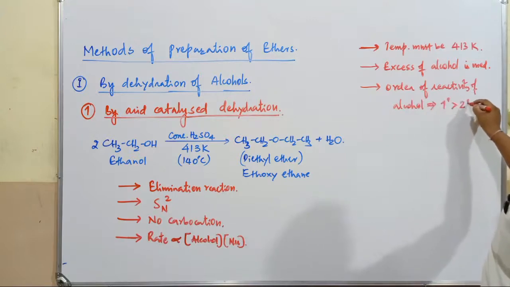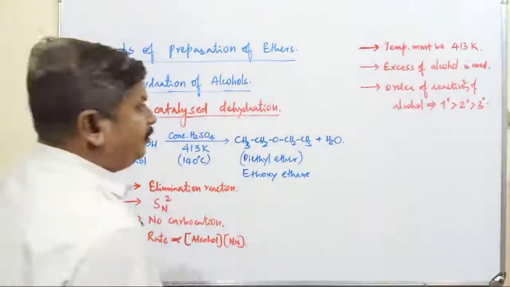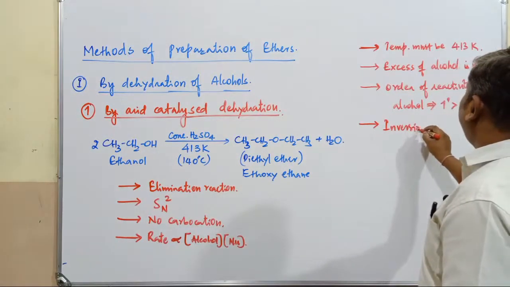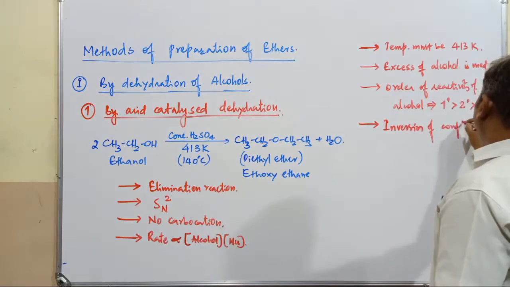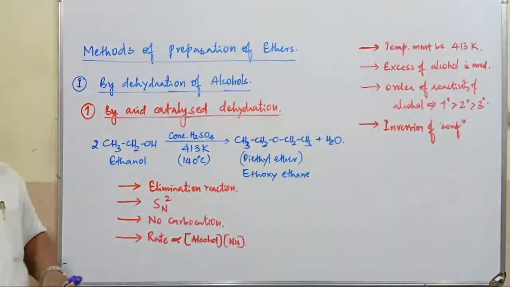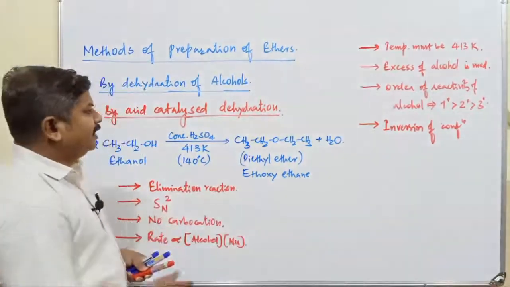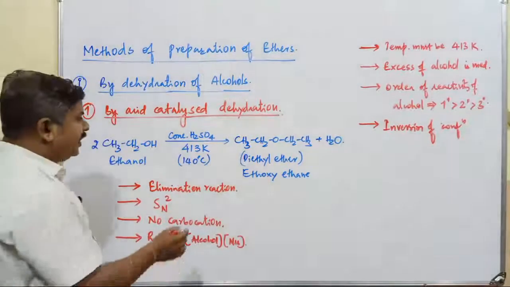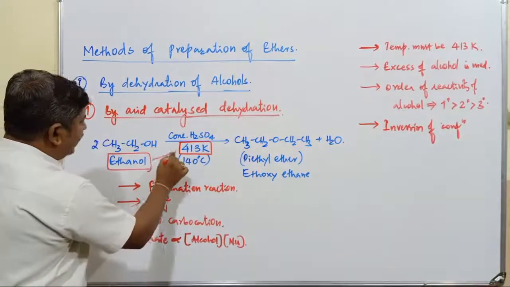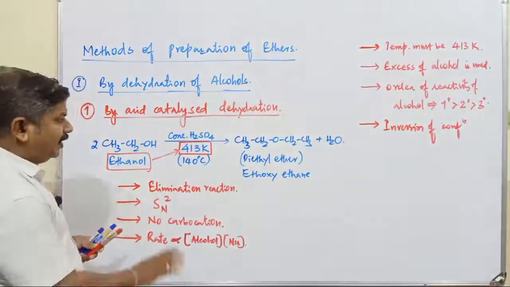Primary is more active than secondary, secondary is more active than tertiary. Just remember this, and as SN2 is going to be there, it follows inversion of configuration. Inversion of configuration, because it is SN2. The nucleophile attacks from the back side, and formation of the particular ether takes place. Remember, the temperature we have mentioned here, 413 Kelvin, is applicable only for ethanol. Different types of alcohols have different temperatures to produce the respective ether compound.